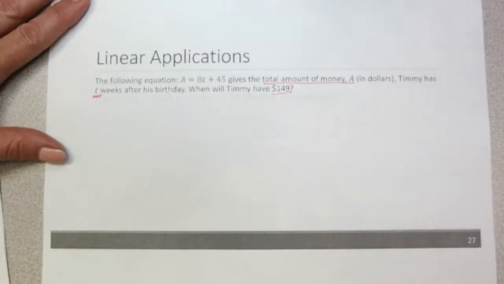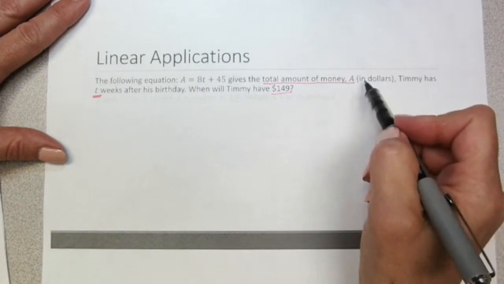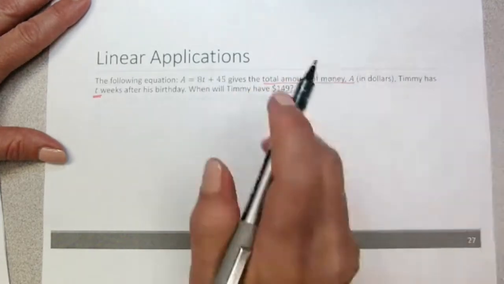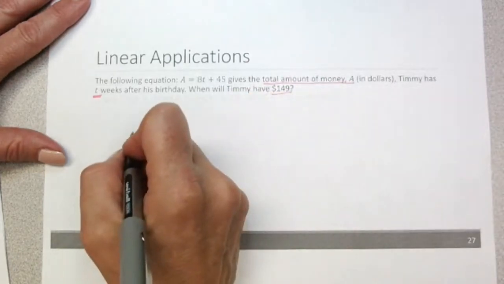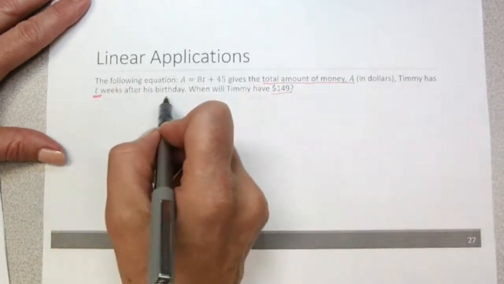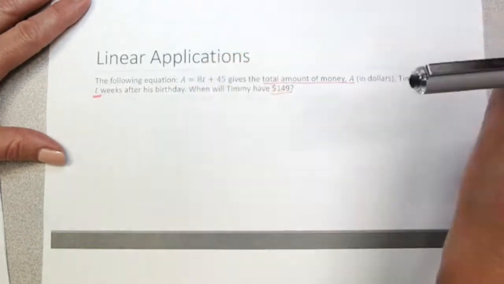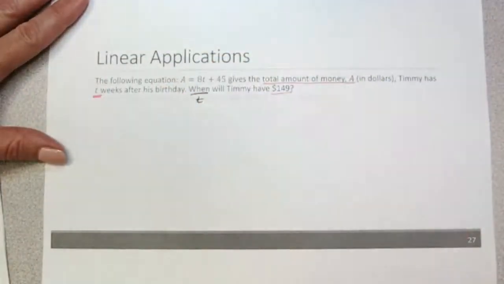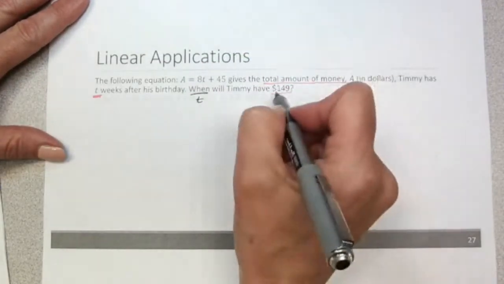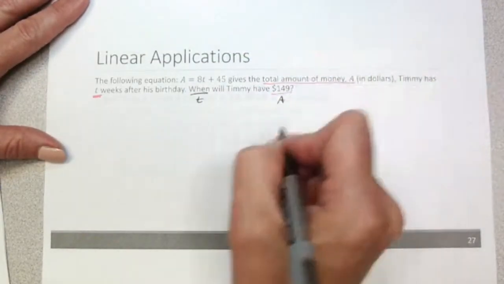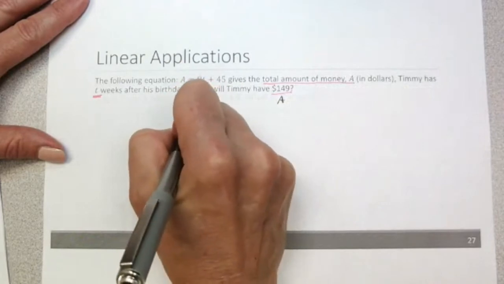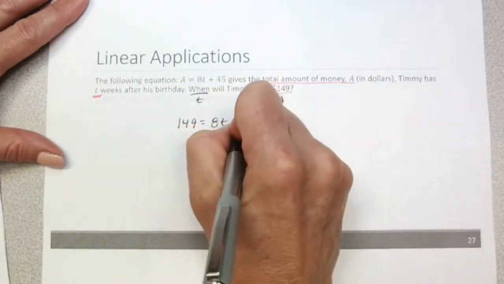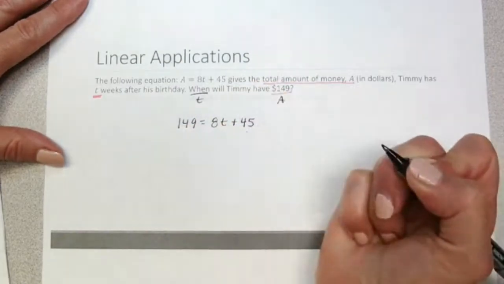The A is the total amount of money that Timmy has, so A is going to be 149. And t represents the number of weeks after his birthday. That's the when that we're looking for here. So I'll go ahead and plug that 149 in for the A. We're going to say 149 equals 8t plus 45, and we're going to solve for t.